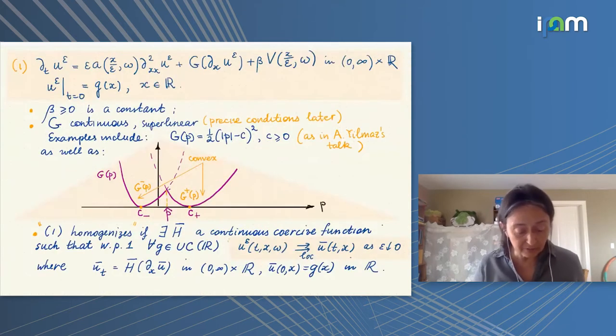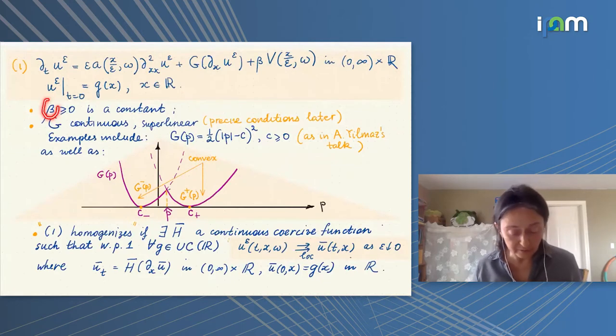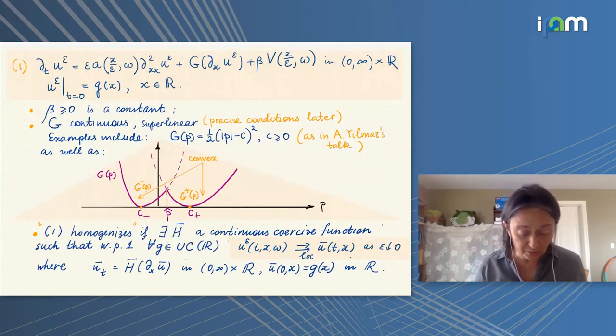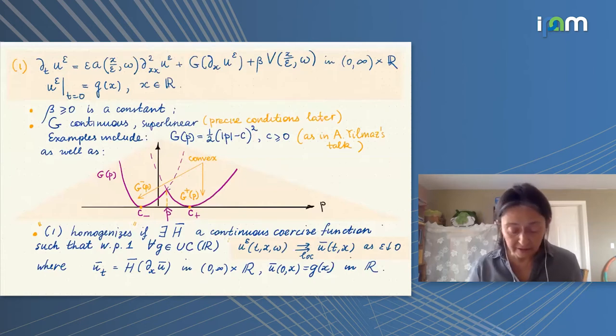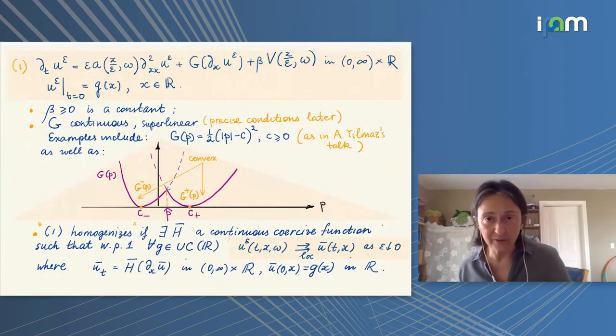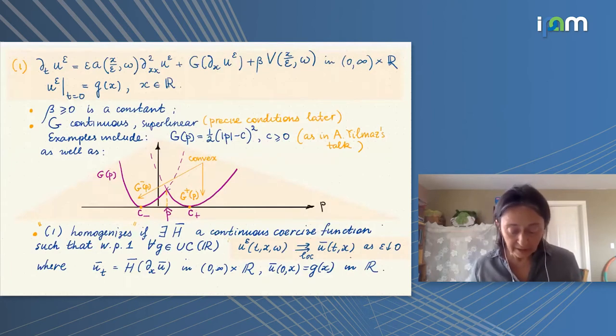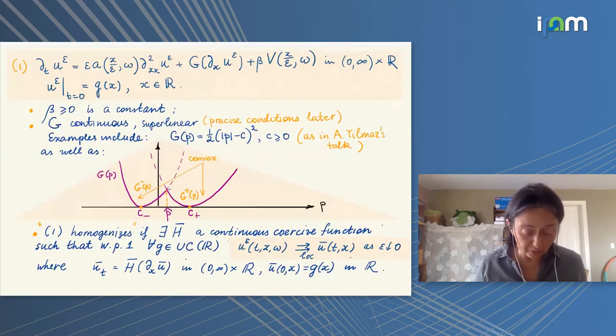And then I will have a constant beta, a non-negative constant, and a function g, which is a continuous superlinear function. Examples of functions g I'm going to be talking about include the quadratic one with a double well, which is different from Attila's just by a constant. I added back the C squared over 2. As well as Hamiltonians, nonlinearities, which look like this.